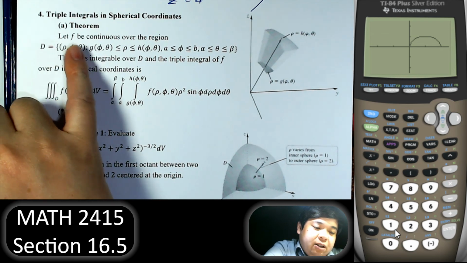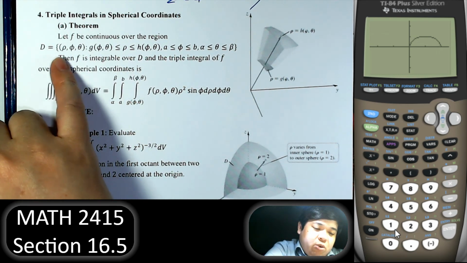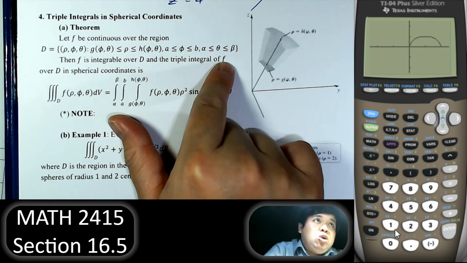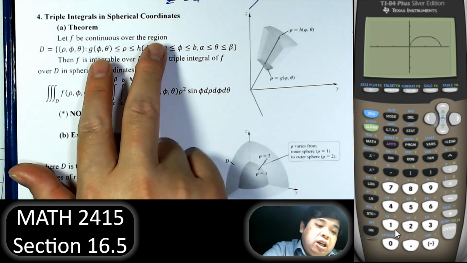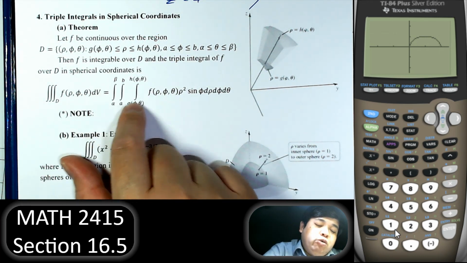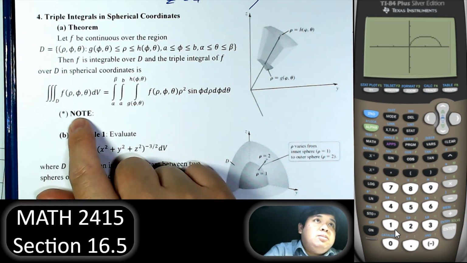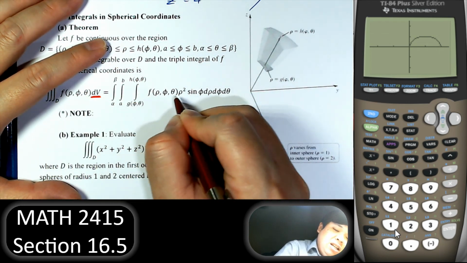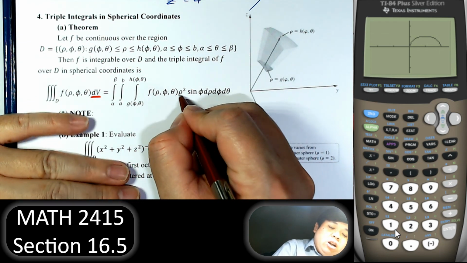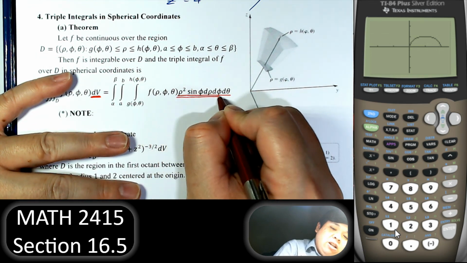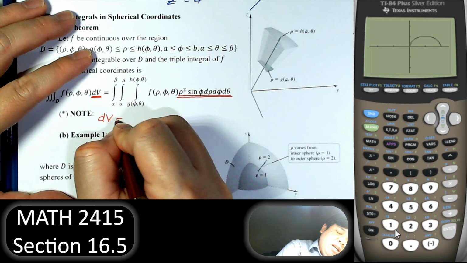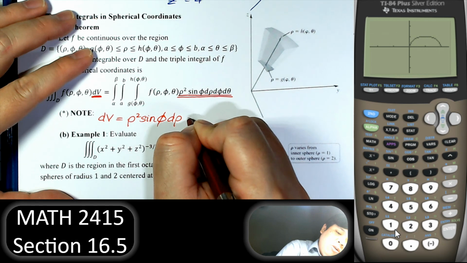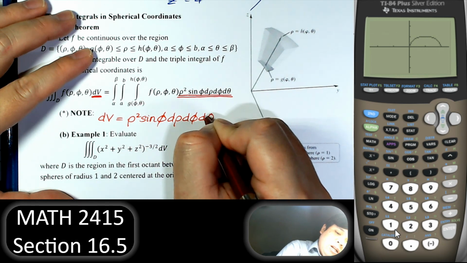f be continuous over this region. So the difference here is that phi is bounded by two constants, theta is bounded between two constants, and rho is bounded by two functions of phi and theta. So what's new here is the dV, which replaces dx dy dz or r dr d theta. So that is dV. The note here is dV is equal to rho squared sine phi d rho d phi d theta.